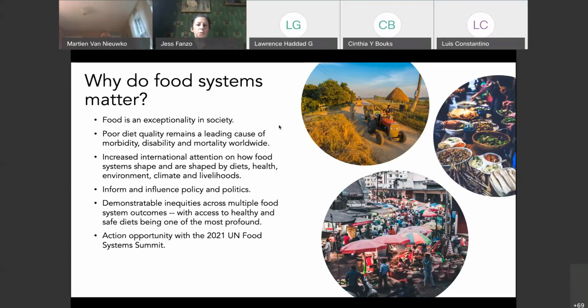So this is an incredible moment to be focusing on food systems because of the 2021 UN Food Summit next year, in which Lawrence is with us and can talk in some detail because he's leading one of the action tracks on healthy diets, which we're really pleased about. It brings more attention to the dashboard, and we hope that the dashboard becomes an important decision-making tool for the UN Food Systems Summit next year.